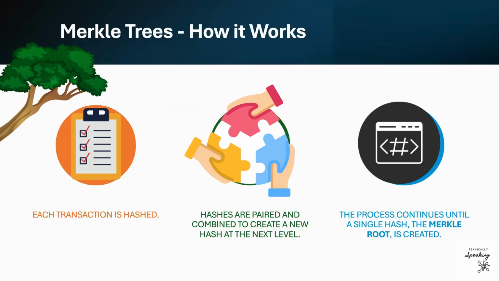Now, we use Merkle trees to have efficient verification. So instead of downloading the entire blockchain, a node can verify a specific transaction by checking the path of the Merkle tree. And even if a single transaction changes, the Merkle root changes. So it'll definitely detect any type of tampering.